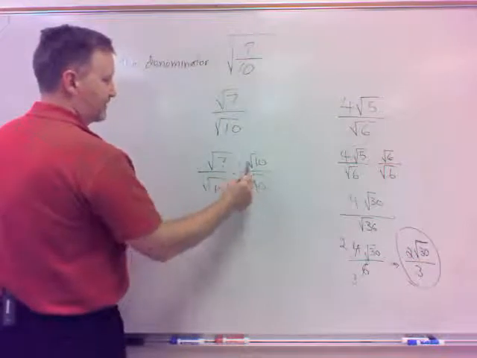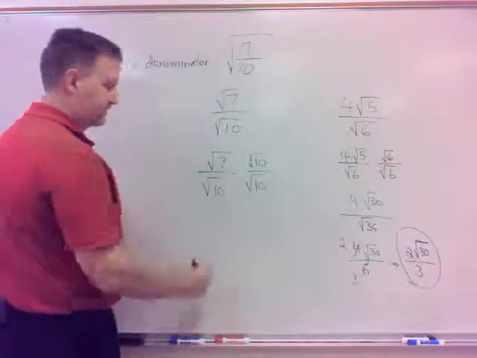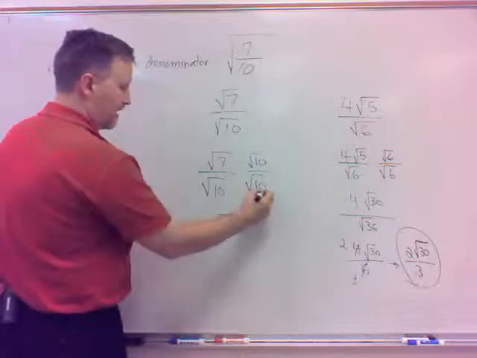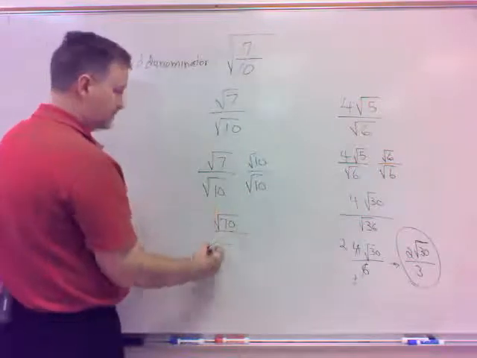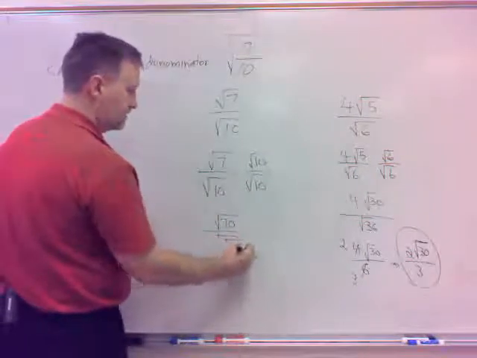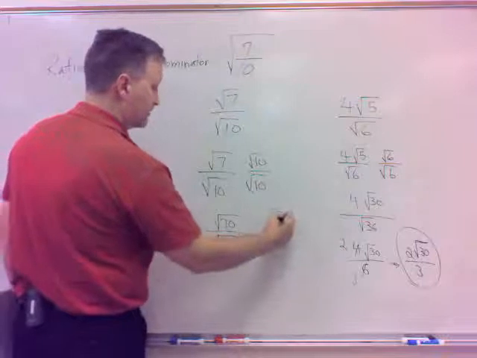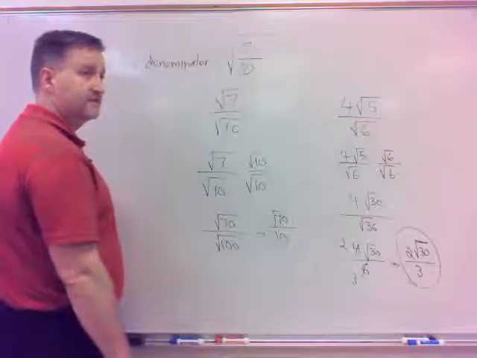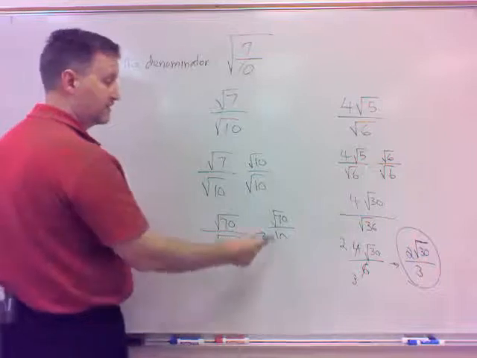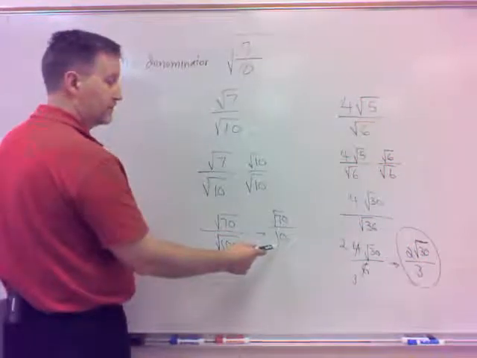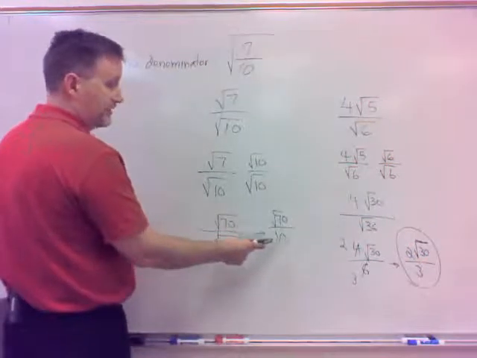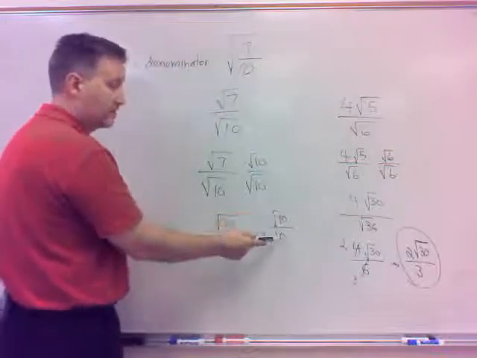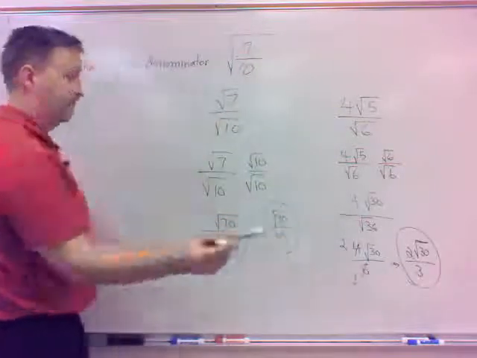Then multiply square root of 7 times square root of 10. Square root of 70, yeah, I would multiply those inside there. Bottom, square root of 10 times square root of 10 is square root of 100. And then square root of 100 is 10. Anything else I can simplify there? No. Again, I can't cancel that 10 and that 70 because that's inside the square root and that is not. So that's it. That's all you do on that one.